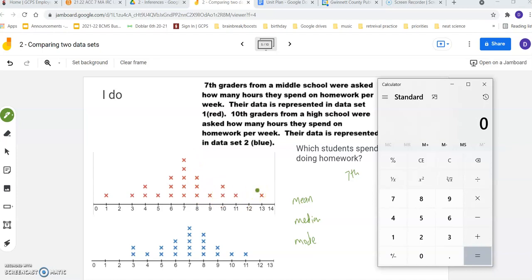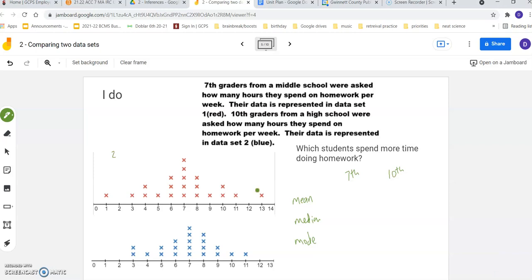1, 2, 3, 4, 5, 6, 7, 8, 9, 10, 11, 12, 13, 14, 15, 16, 17, 18, 19, 20, 21 here. And 18, 19, 21. So 21 in both cases. So what I'm going to do, I'm going to add up 1 plus 3 plus 4 plus 4 plus 5 plus 6 plus 6 and so on, divide by 21, and then do the same thing here.